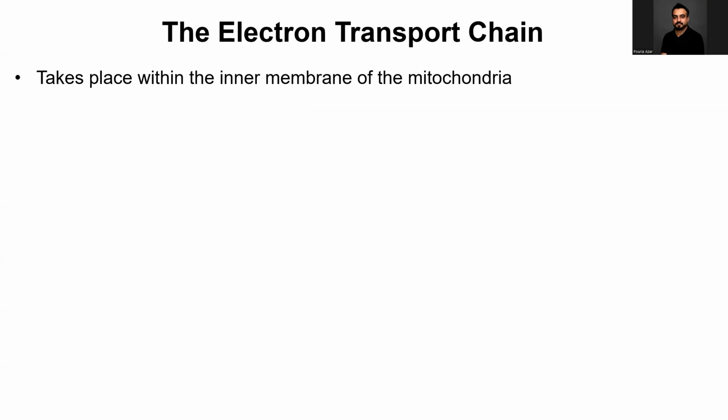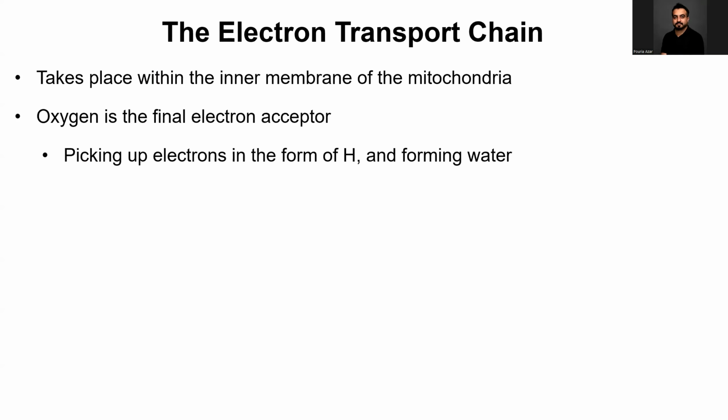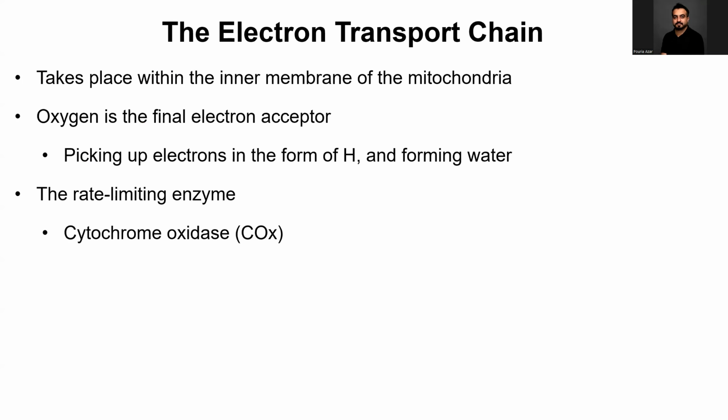The electron transport chain is our third phase of the oxidative phosphorylation, and it takes place within the inner membrane of the mitochondria. Oxygen is the final electron acceptor. It picks up the electrons in the form of hydrogen, forming water. The rate limiting enzyme in the electron transport chain is cytochrome oxidase, COX. That's the rate limiting enzyme.